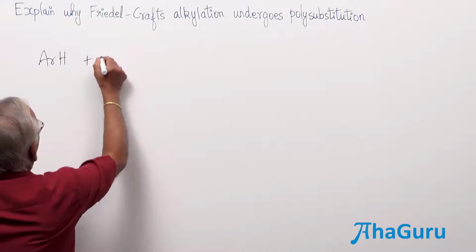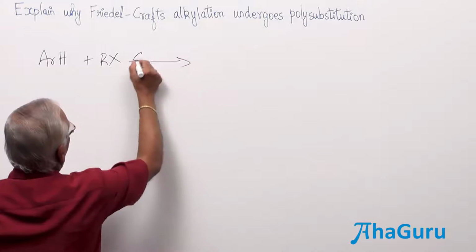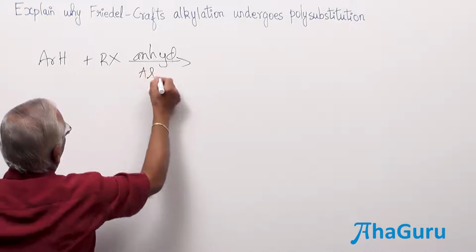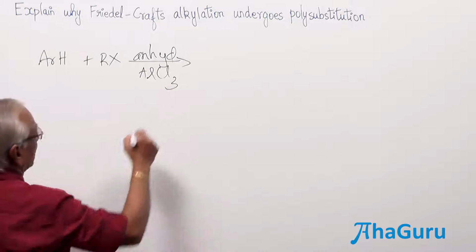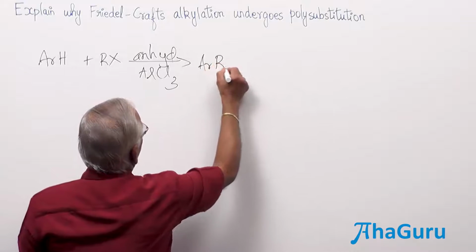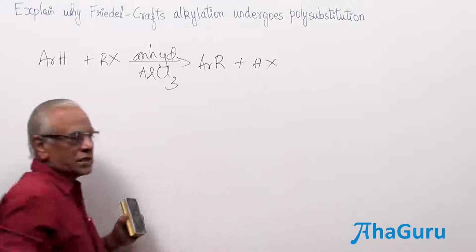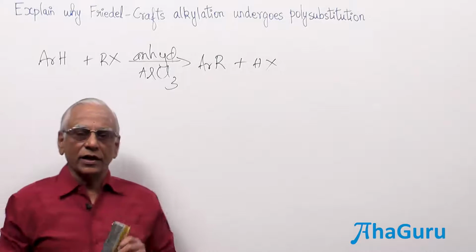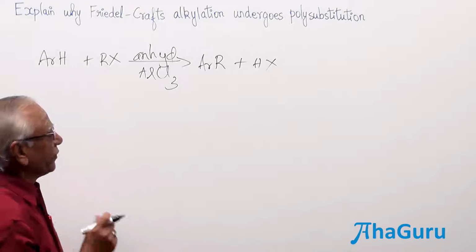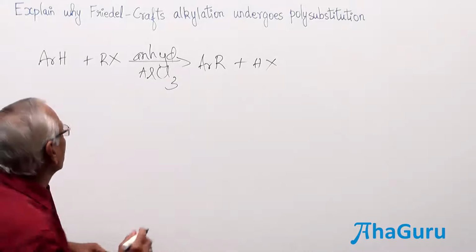Now, this can react with alkyl halide in the presence of anhydrous AlCl3, to form ArR, where the hydrogen atom is being substituted by an alkyl group, and you get HX. So, this was the Friedel-Crafts alkylation reaction. Now, very quickly we will go through the mechanism also as a recap.